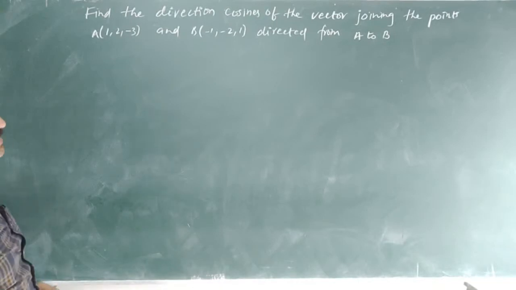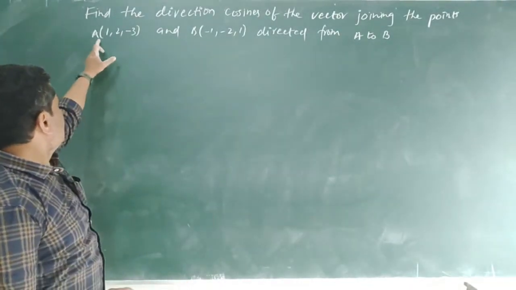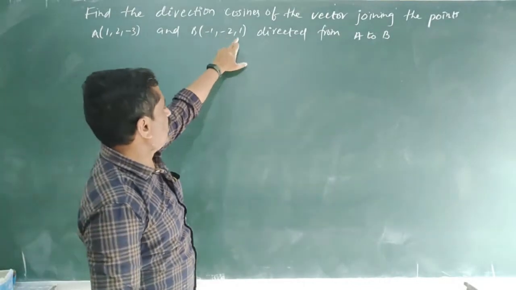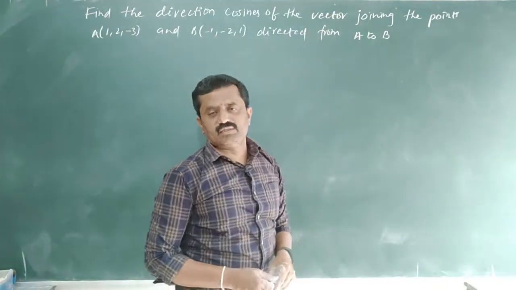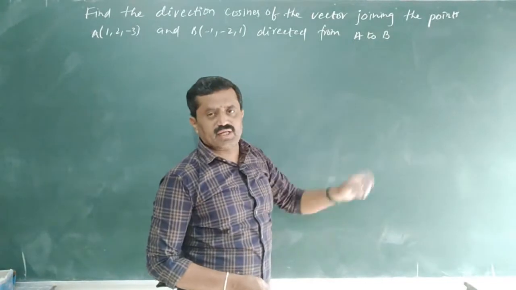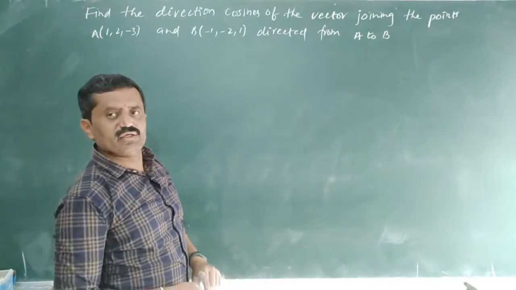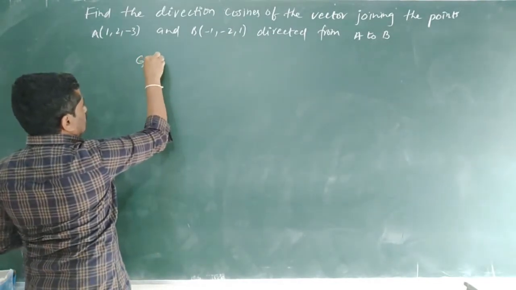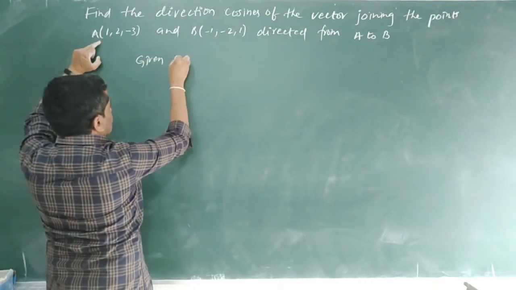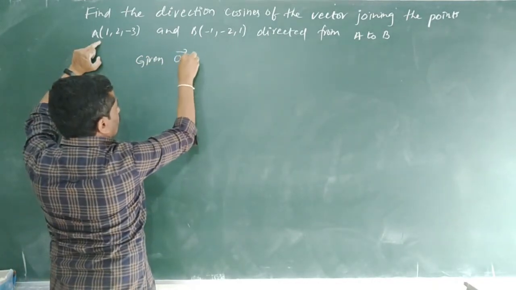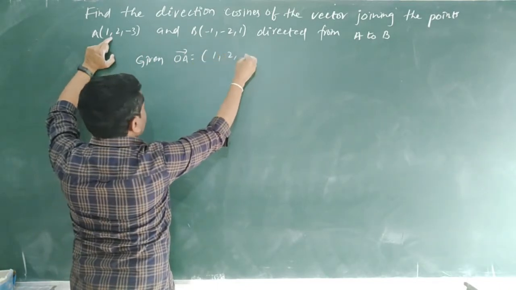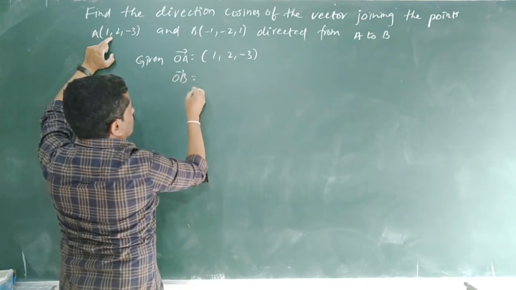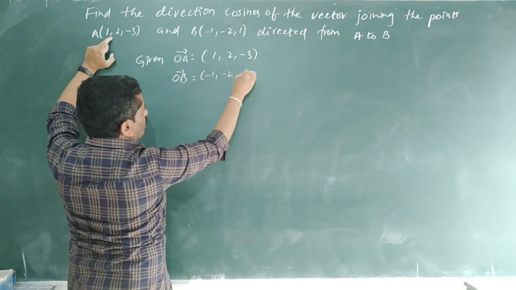Next, find the direction cosines of the vector joining the points A of 1, 2, minus 3 and B of minus 1, minus 2, 1 directed from A to B. So remember, directed from A to B, the direction is towards B from A. So we have to find first what? AB bar. So given points, this can be written as OA bar. OA bar is equal to 1, 2, minus 3. Similarly OB bar is equal to minus 1, minus 2, 1.